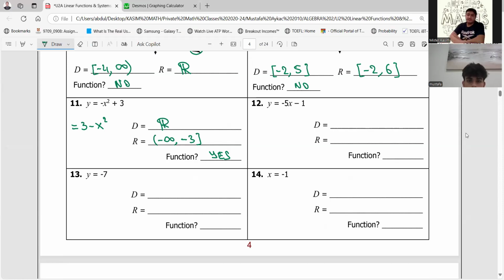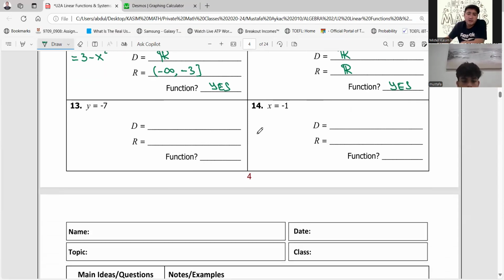What is the domain? The domain, all real numbers. It's a linear function. That's why it's all real numbers. Range, all real numbers, right? Also because of the linear function. For a linear function, the domain is all real numbers, and the range is all real numbers. Is it a function? Of course, yes, it's a function. And 11 is a quadratic function. And what is a quadratic function? The general form of a quadratic function is f of x is equal to ax squared plus bx plus c. We will learn about this soon.